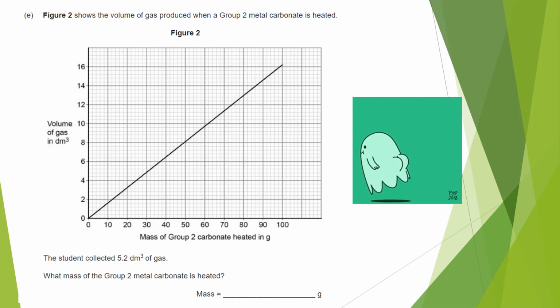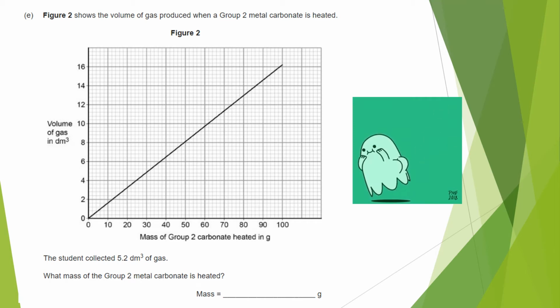Okay, this one isn't so much a command word, but it kind of is. It says, what mass of the group 2 metal carbonate is heated? Now you have to read the whole thing, obviously. So it's giving you a graph and it says figure 2 shows the volume of gas produced when group 2 metal carbonate is heated. The student collected 5.2 decimeters cubed of gas. What mass of group 2 metal carbonate is heated? And here you definitely need to use a ruler, be precise and look at your graph and basically you're reading off the graph for this one.